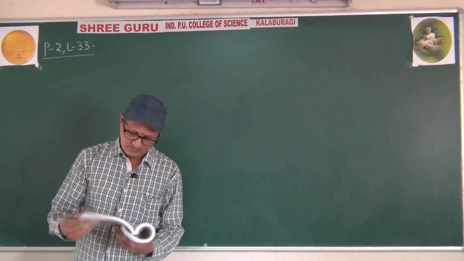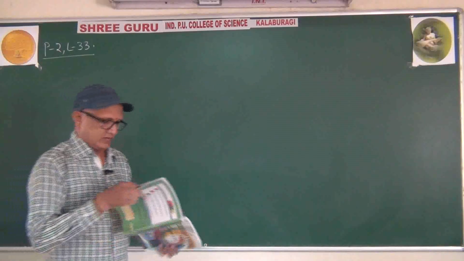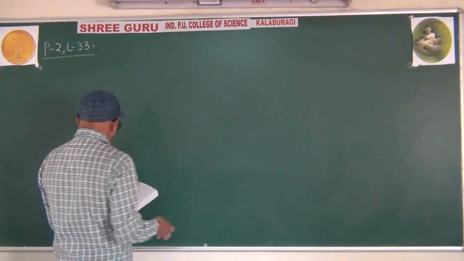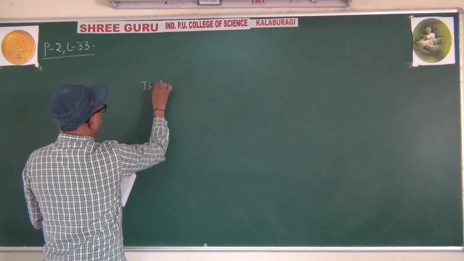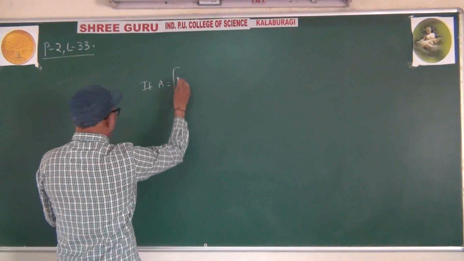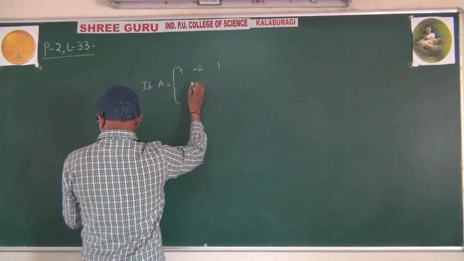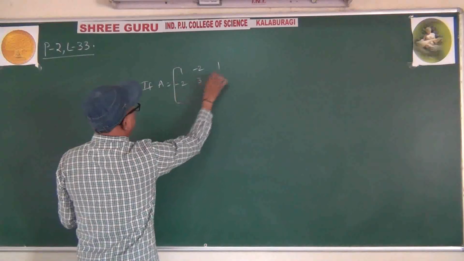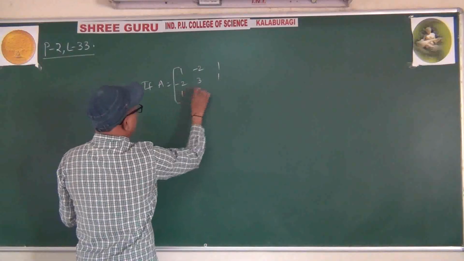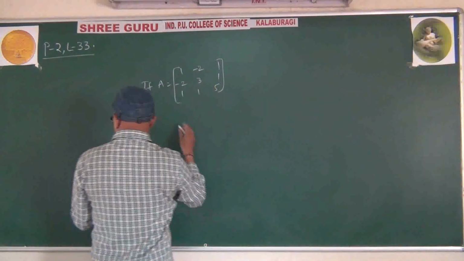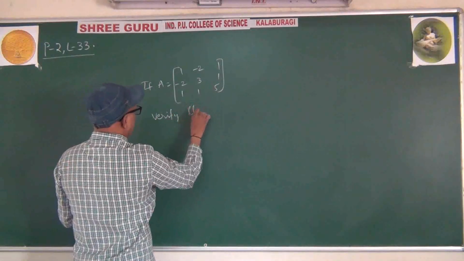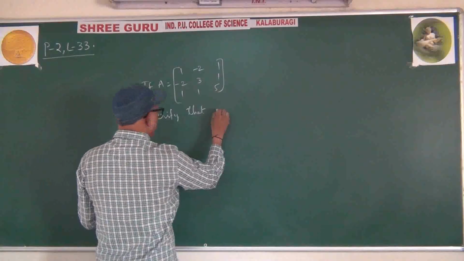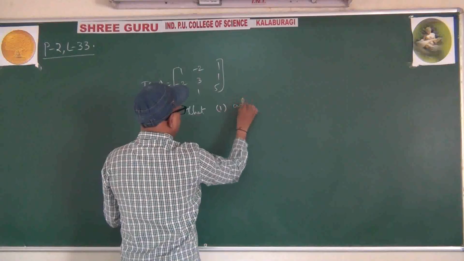Next question, this also common. If A equals to 1 minus 2 1, minus 2 3 1, 1 1 5. Verify that. First sub question.